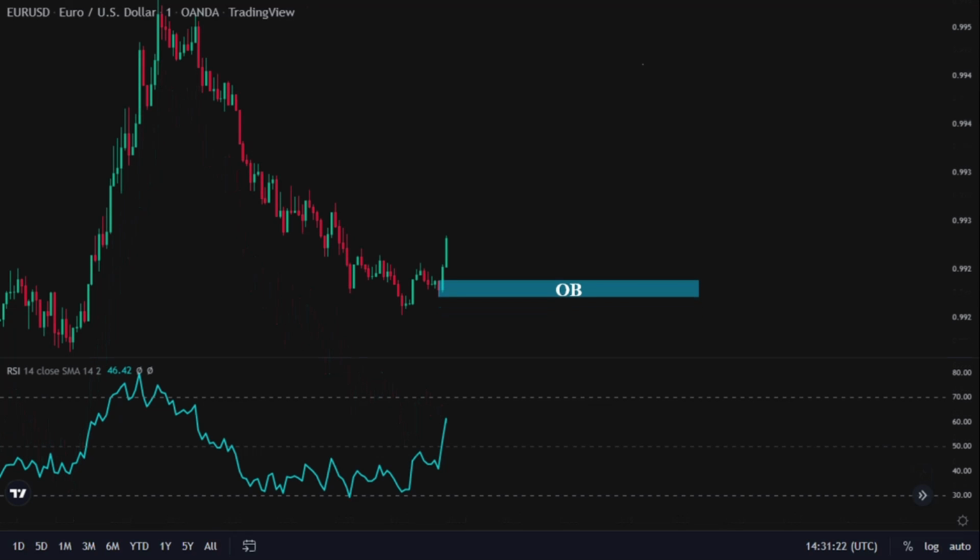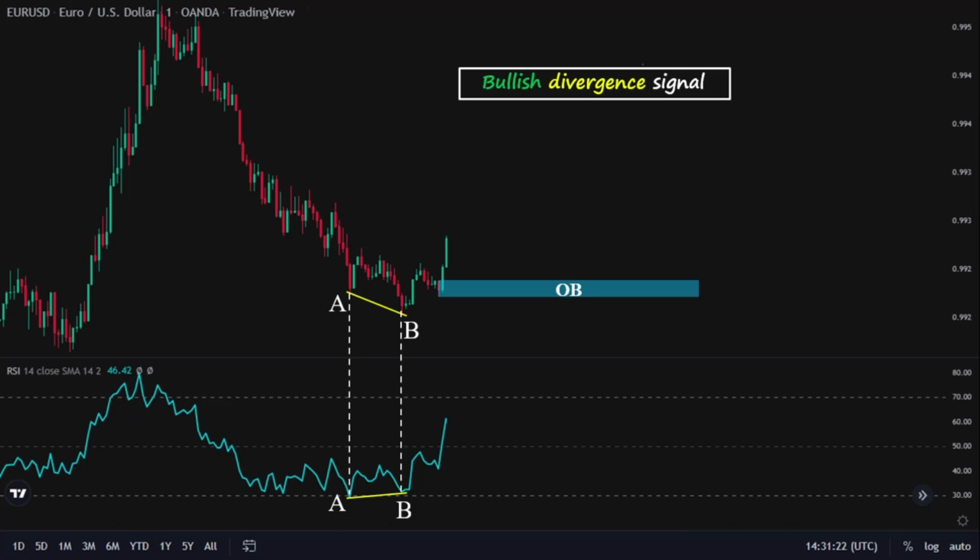So, here we added the RSI indicator to our price chart. Now, look at the A and B points. If we draw a line between them, it is obvious that price is making lower lows. Now, look at the corresponding A and B points on the RSI chart. Here, again we draw a line through A and B, and we would see the RSI is making higher lows. So the RSI indicates a bullish divergence signal, so we have the confirmation for the entry that we were looking for.